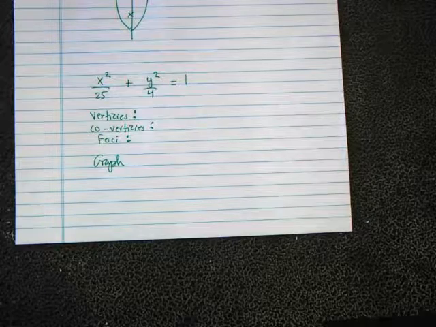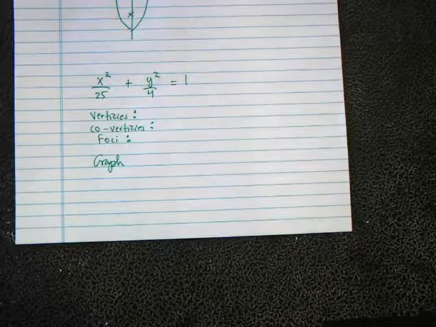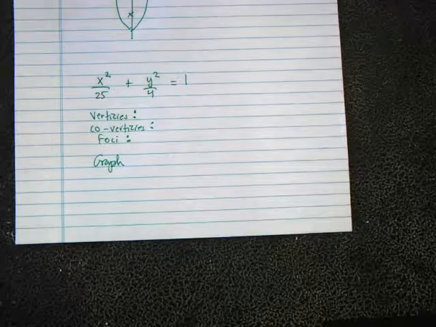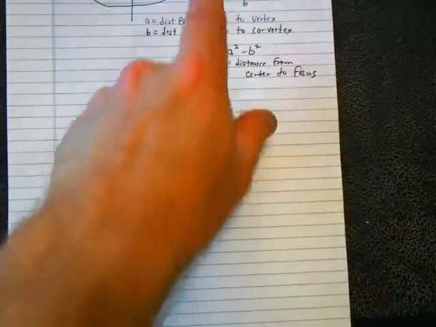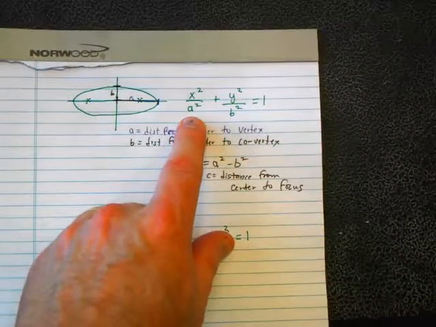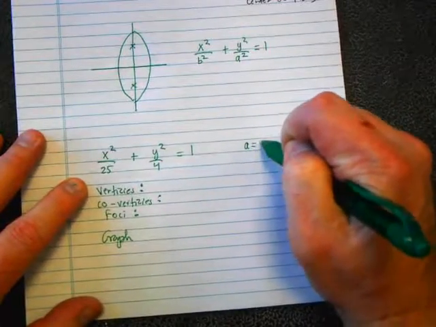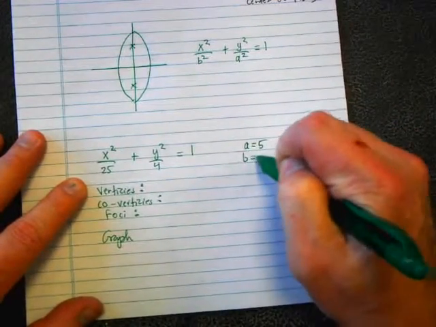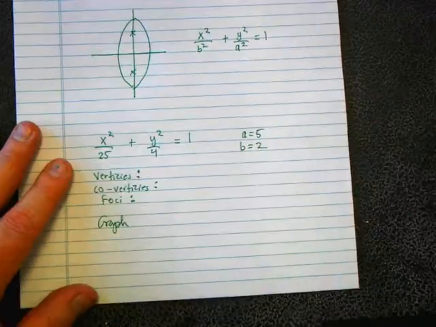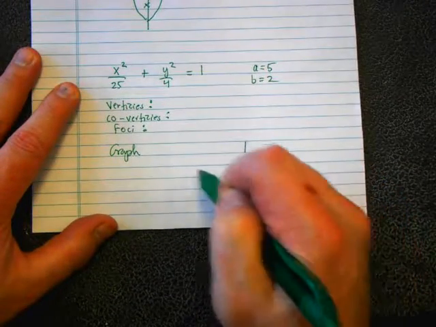Okay. So, what is the A number? The A number is 5 because remember in our equation this has A squared down on bottom. Our A number is 5. What's the B number? 2. Okay, I'm going to start drawing a graph while I'm answering this. Do it all at once here.